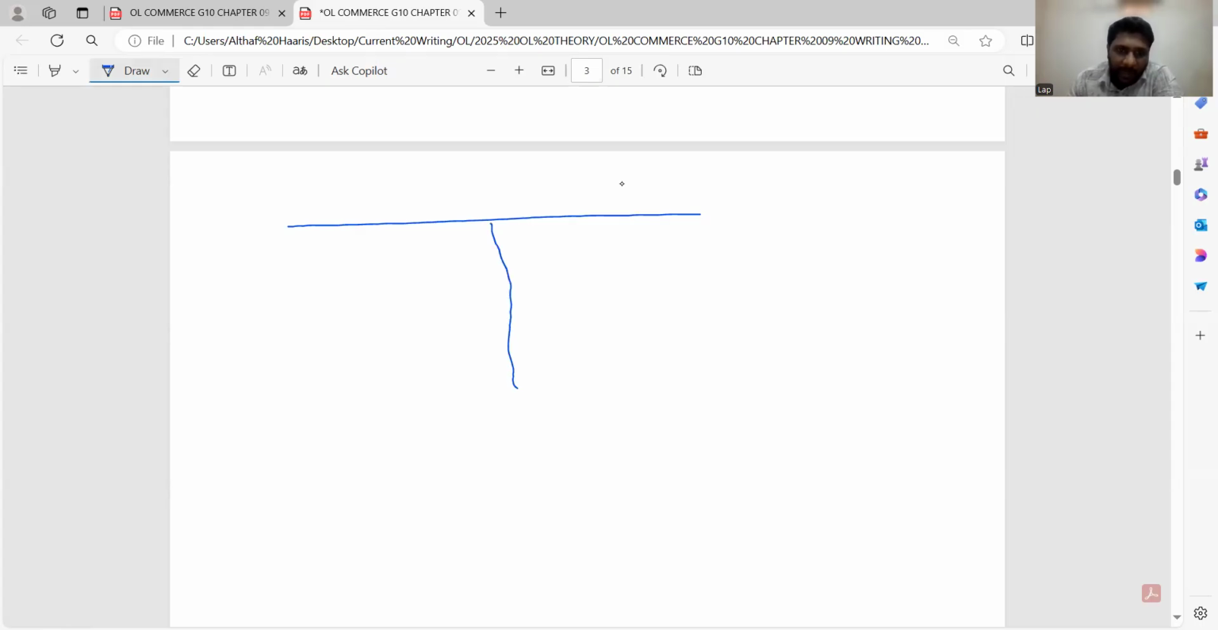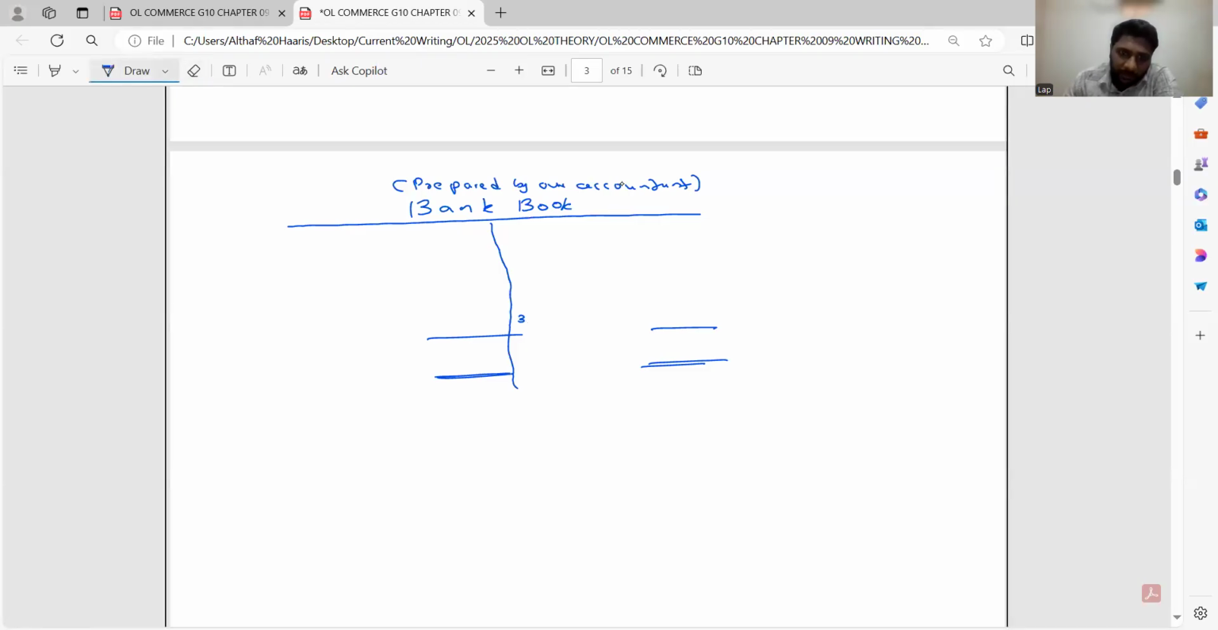this is the bank book prepared by our accountant. Now the accountant has recorded some transactions. Finally, what our accountant is telling is that as at 31st January 2015, there is a balance of 100,000 in our bank. So when we start the next month, 1st February 2015, a 100,000 balance should be there. This is something told by our accountant.